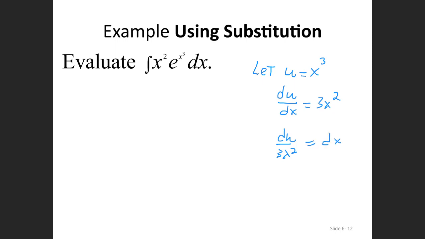Okay, so now I'm going to plug things in here. So I've got the integral of x squared e to the u, because I'm going to substitute u for where I see x to the third. And where I see dx, I'm going to put du over 3x squared. All right, lo and behold, 3x squared.